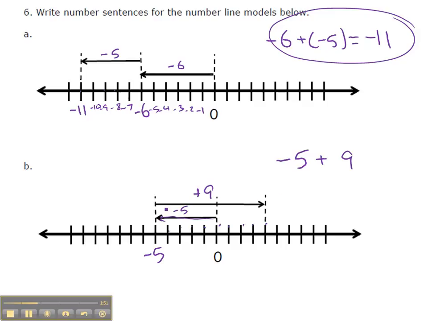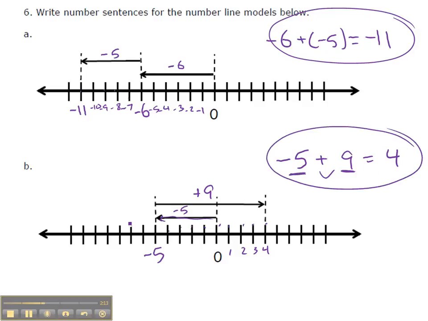Now in the test, please double check your counting. Count several times, make sure you get the same answer. And we end up at, this is +1, 2, 3, 4. So the sum is +4. And since the signs are different, we would find the difference, 9 minus 5 is 4. We keep the sign of the integer with the greater absolute value, the one that's farthest from 0, which is +9. So everything checks out here with the model and with our integer addition rules.